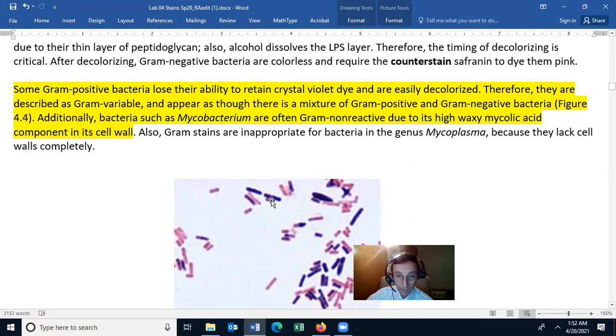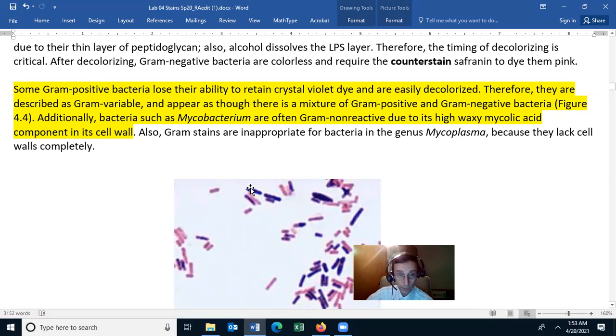And that's to be expected. If the cell is dying, it may not retain the crystal violet. Anyways, the most commonly found bacteria that are called Gram variable are the Mycobacterium. And if you use the Gram stain correctly, the Mycobacterium will usually stain Gram positively.